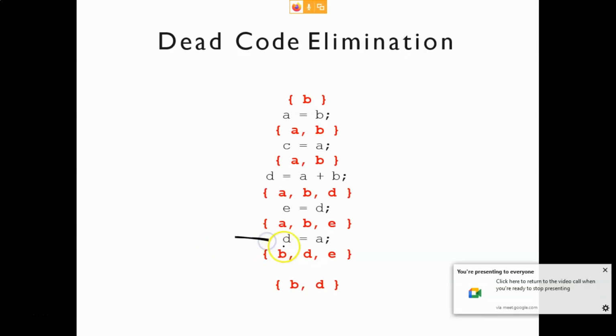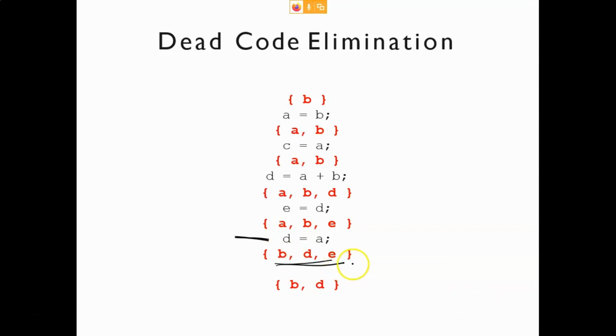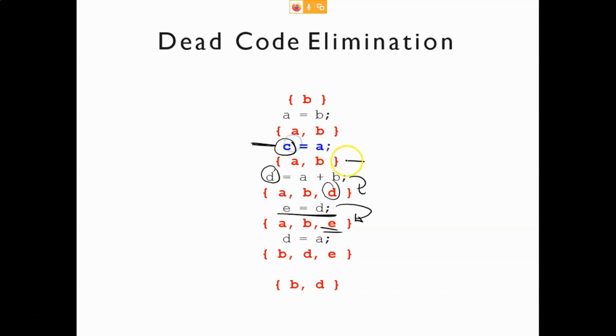Now let's see this d equal to a. Basically to this d we are assigning a. Now this d is alive, so you won't change it. You can see after this statement d is alive, so you won't change it. Let's leave it as it is. Now let's see this e equal to d. After this statement you can see this e is alive, so this e is not dead here. Similarly, after this statement this d is alive, so this d is not dead here. Now let's see this statement. This c is not alive, you can see.